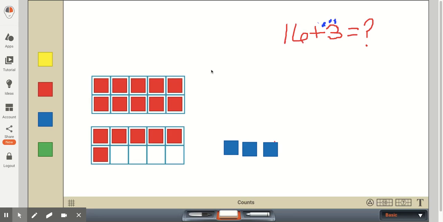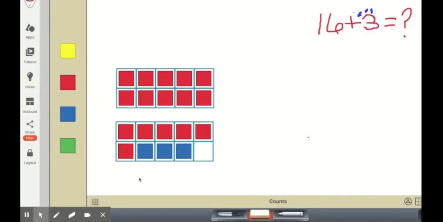So we are not going to count all, but we're going to count on from 16. And if they need to have this drawing of the dots to help them, they can count on from 16. And it would be 17, 18, 19. And same thing, if I put these blue counters into our 10 frame, we have 16 reds, the 3 blues, and we would have a total of 19.